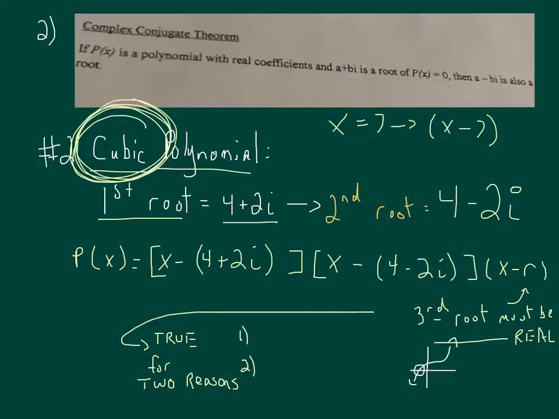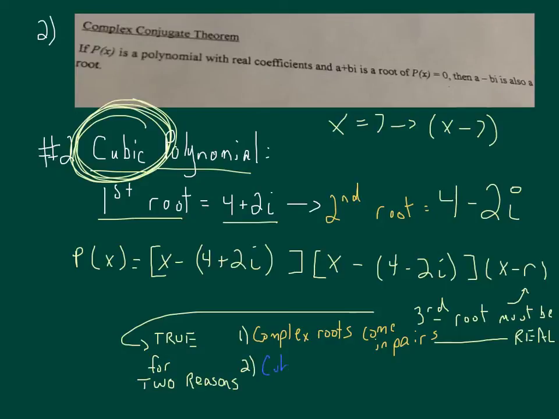And this is true for 2 reasons. Remember, complex roots, this idea that we've been talking about, complex roots come in pairs. Complex roots come in pairs. That means if you have a plus bi, then you have a minus bi. And secondly, cubic functions must have one real root.